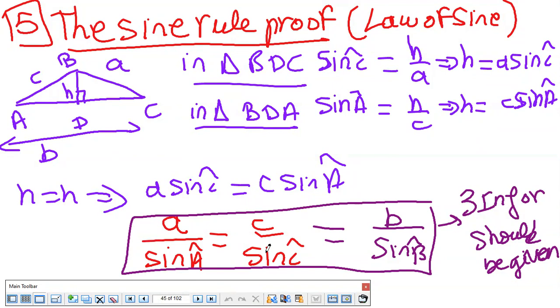And then I can do the same by drawing another height and I will get also equal to b over sine B. Also, guys, you can switch it. You can write sine A over a is equal to sine C over c is equal to sine B over b. So every time I need to use the law of sine, three pieces of information should be given, either two sides and one angle, or two angles and one side, and then I can use it.